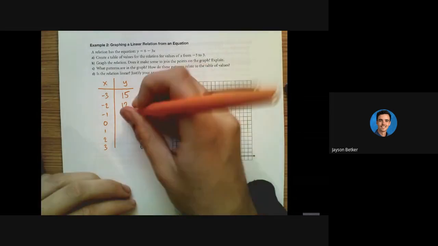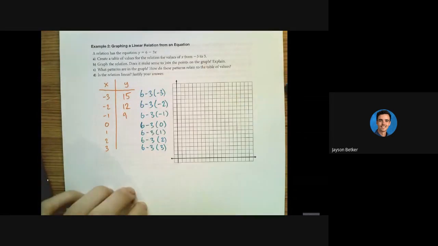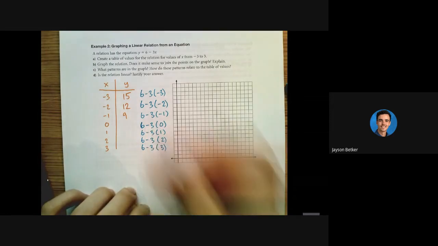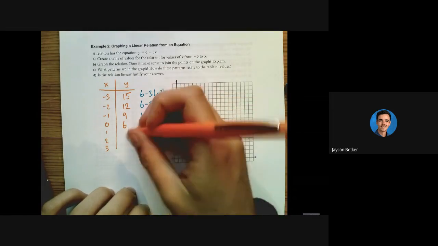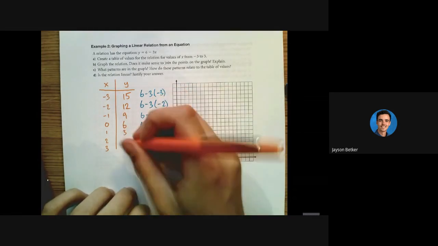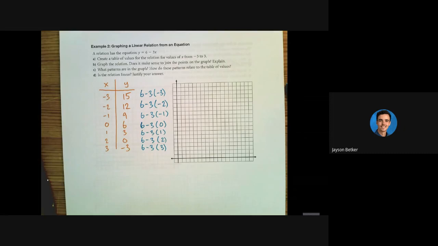And now we start to see a pattern. 15, 12, 9, 6 minus 3 times 0. Well, that's just 6, right? Because 3 times 0 is 0. And now we're noticing 6 minus 3, 6 minus 6, and then 6 minus 9. So there you go. There is our relation.